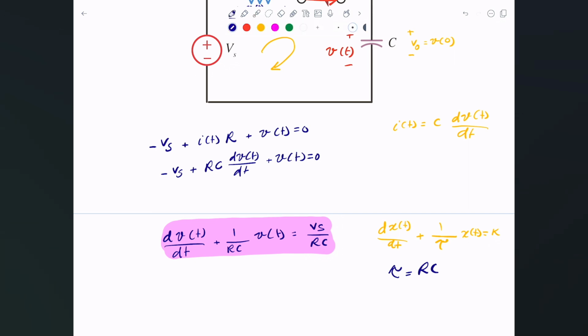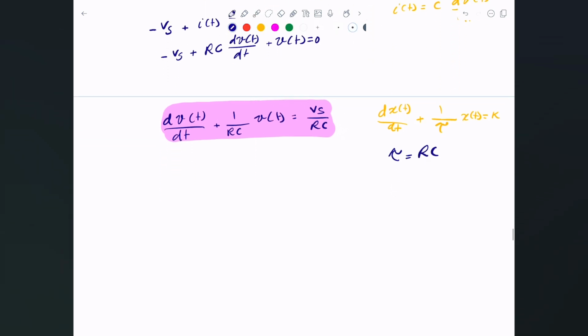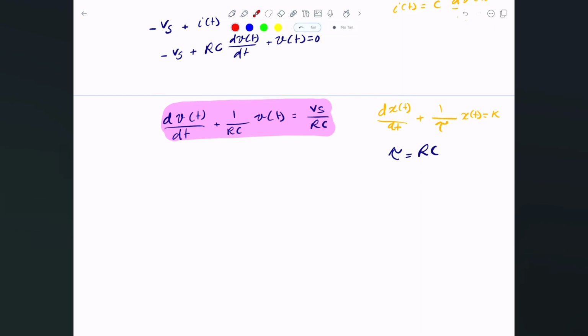So now we have to find a solution for this differential equation. The way I will do it is I'll combine the V of t and the dV of t on one side and all the other terms on the other side. So I'll say, for example, dV of t divided by dt equals 1 divided by RC, times V of S minus V of t.